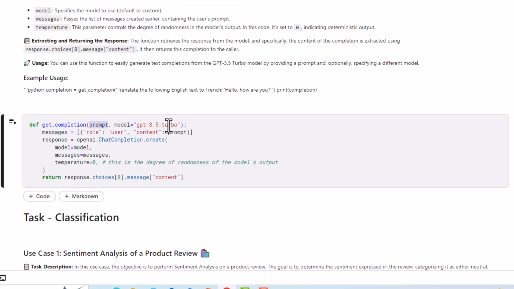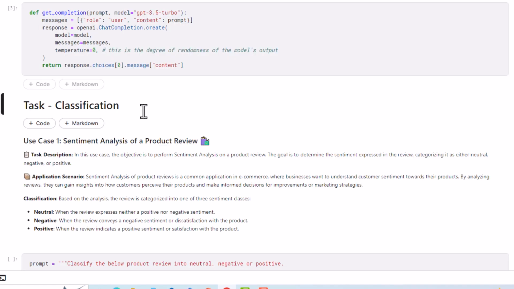You can use a different model like GPT-4 here, and then it will use the chat completion API to run the prompt, and it will give you back the response. Note here that we have kept the temperature as 0. We'll run this helper function.